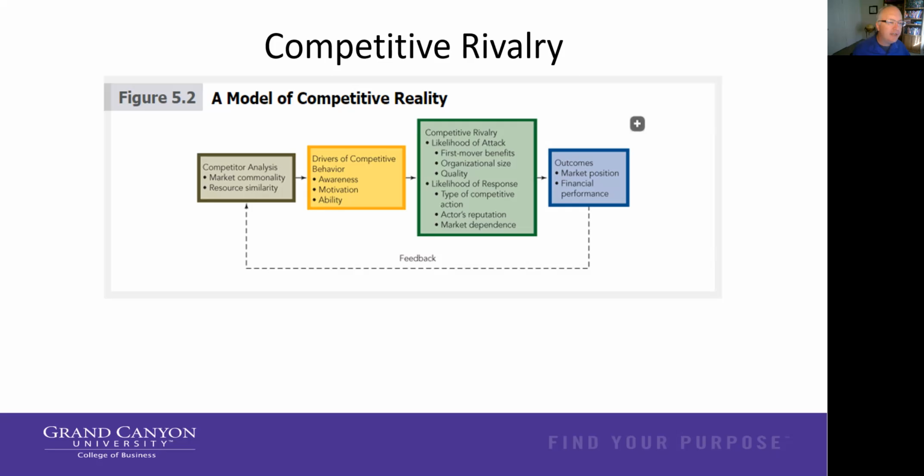Because if you stop looking at your competition, it's very likely that they'll surpass you and you won't even know it. And you may lose market share, you may lose customers, you may lose your revenue and not even know why.